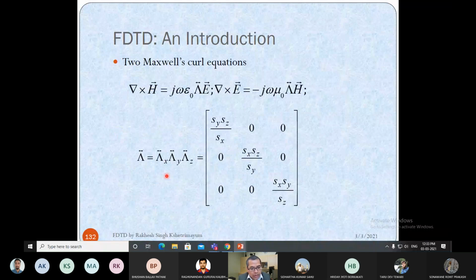So let us go back to the Maxwell curl equations. This is the first Maxwell curl equation: curl of H is equal to j omega epsilon 0 lambda E. Epsilon 0 was that of free space, but now we are in an anisotropic medium, so we need to multiply by this lambda matrix. Curl of E is equal to minus j omega mu naught lambda H. Again, mu naught was that of free space, but now we are in an anisotropic medium, so we need to multiply by this lambda. Lambda turns out to be lambda x, lambda y, lambda z, so that we attenuate the wave along x, y, and z directions.